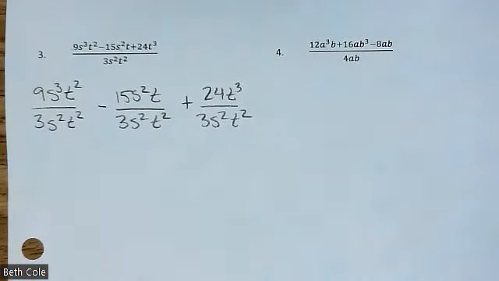Sorry, I'm not saying it again. But do you see how I just wrote it 3 times? You're dividing each term by that stuff, the 3s squared t squared. Just write it out. It won't hurt you at all. Okay, and then I can give you credit for the work even if your answer is not quite right.